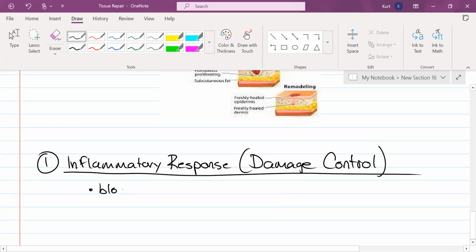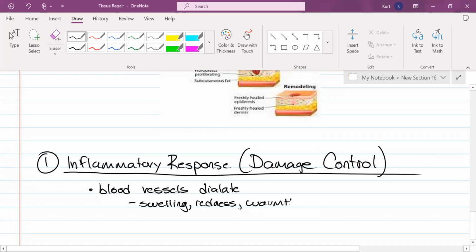So blood vessels dilate. This results in swelling, redness, warmth, and sometimes pain. It depends on if there's nerves in the area.